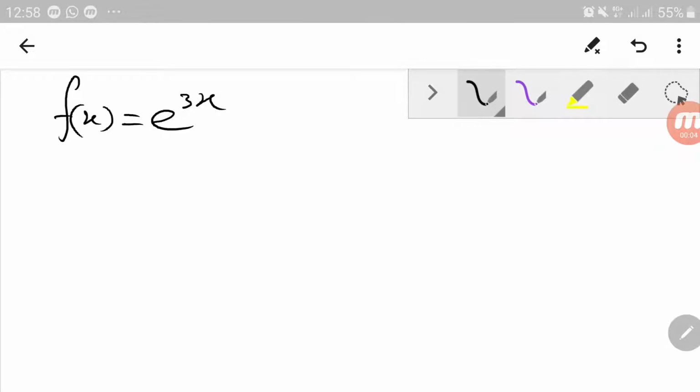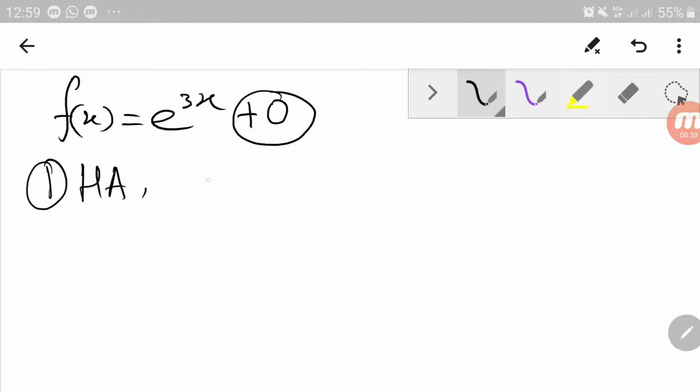In this video, I would like to share with you how to sketch and determine the domain and the range of an exponential function. So let's get started. For exponential, the first thing we need to find is the horizontal asymptote. How to get the horizontal asymptote? Easy, just see if there is any value over here. It is a 0. So clearly it's y equals 0.